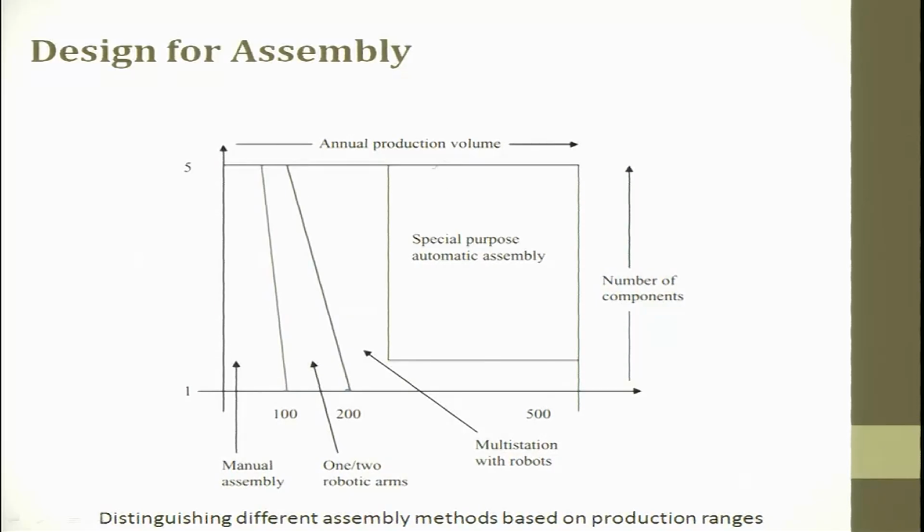If you have special purpose automatic assembly lines, then you can do more varieties and the production volume also can be high, and the number of components is 5. So you can produce that, and here you can also see the volume. For manual the volume is less, while for automatic multiple station the volume is large. So this is what you have to understand.